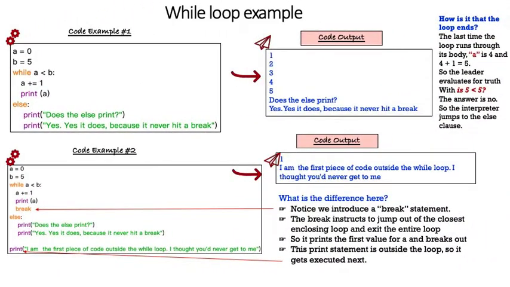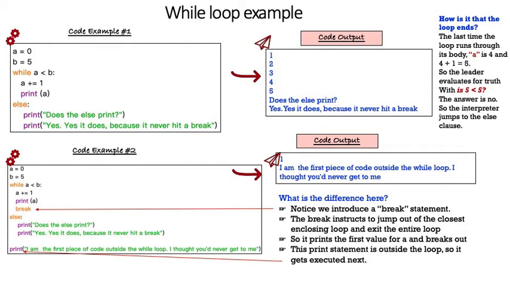Here we have two examples of a while loop. Let's look at the first one up in the upper left-hand corner. Code example number 1. A equals 0, B equals 5. Okay, so two integers set. While A is less than B, A should increment by 1, and then we'll print out A.